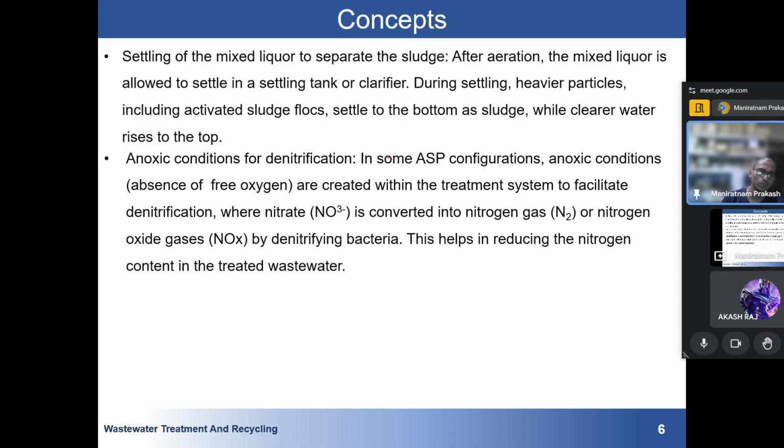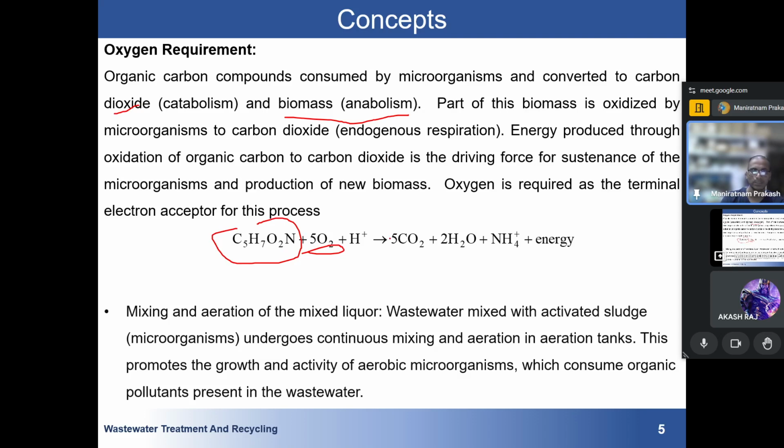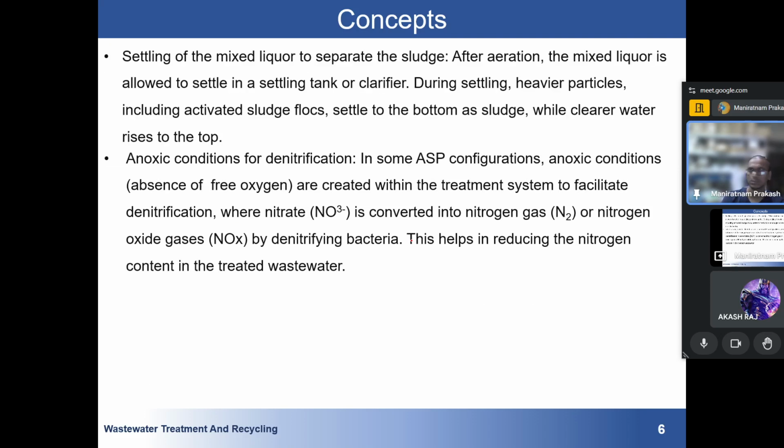So we know that we have both things, nitrogen and carbon. Carbon, we know, will be released in the form of some gas or some other form. Okay, now here you can see that this carbon was converted, but what happened to this nitrogen? For that we have this denitrification. In some ASP configurations, anoxic conditions, absence of free oxygen, are created within the treatment unit to facilitate denitrification, where NO3 is converted to N2 gas or nitrogen oxides NOx by denitrifying bacteria. This helps in reducing the nitrogen content in the treated wastewater.